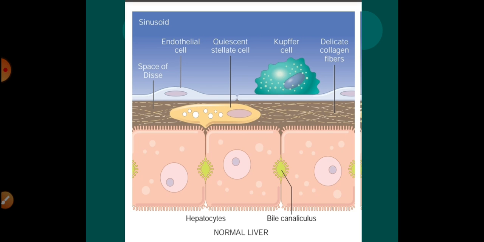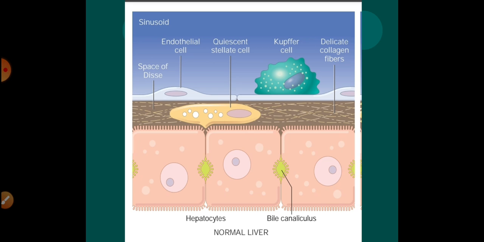This is the diagrammatic representation of the liver architecture. The cords of hepatocytes are present. There is a bile canaliculus between the abutting hepatocytes, formed due to invagination of the cell membrane of the hepatocytes. Bile is secreted by the hepatocytes into the bile canaliculi. From the bile canaliculi, the bile will be drained into the canal of Hering, and from the canal of Hering it will be drained into the hepatic duct in the portal tract.